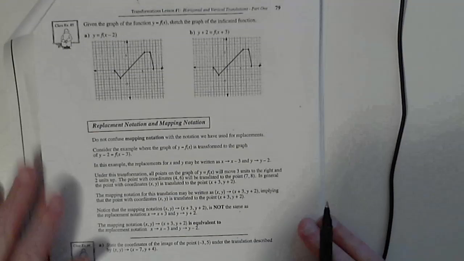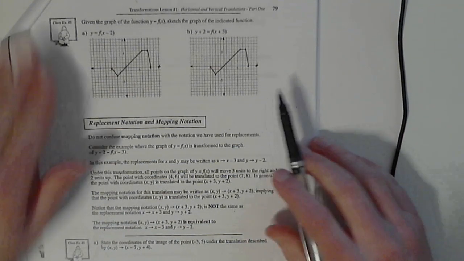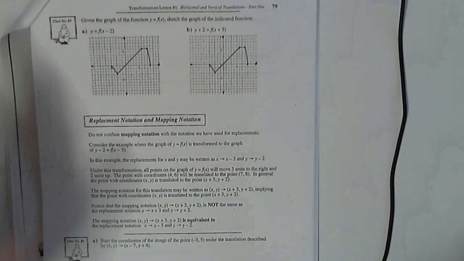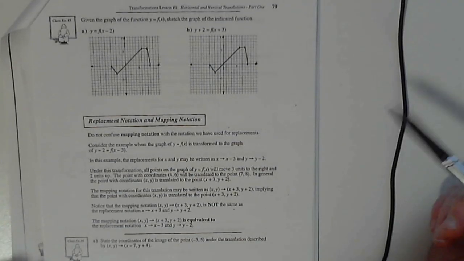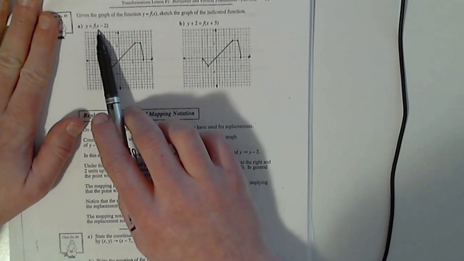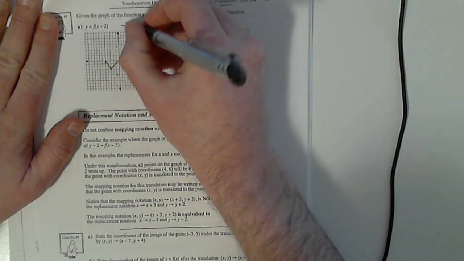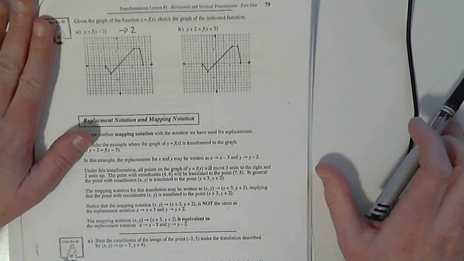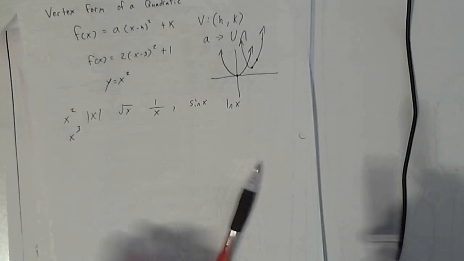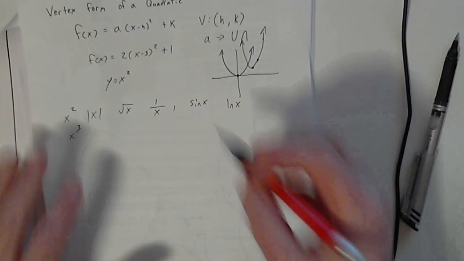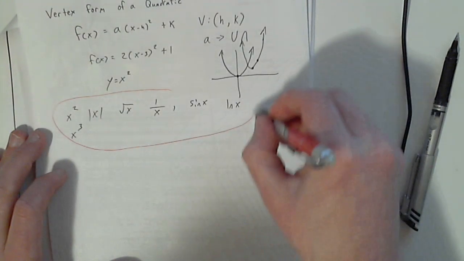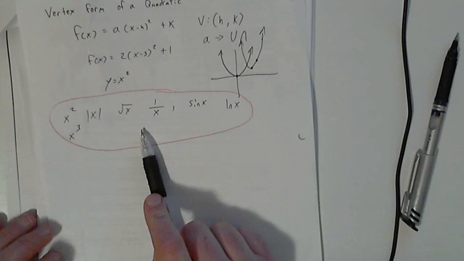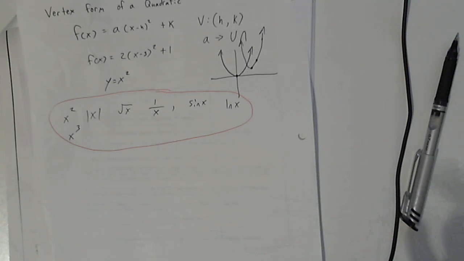Last page. Given the graph of the function y equals f of x, sketch the graph of the indicated function. So this one is 2 units right. So we're going right by 2. This is actually a common thing that we do. Those are called our parent functions, what I talked about at the beginning. These guys right here. This is our set of parent functions. These are the original versions of all of our different types that we're going to be transforming.